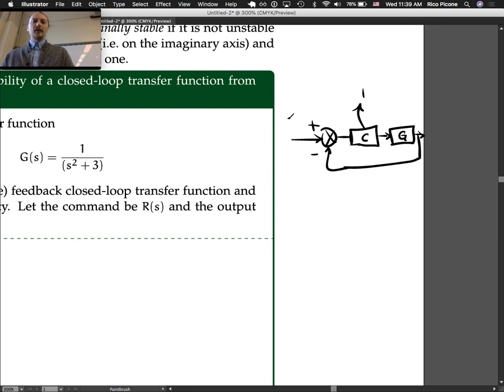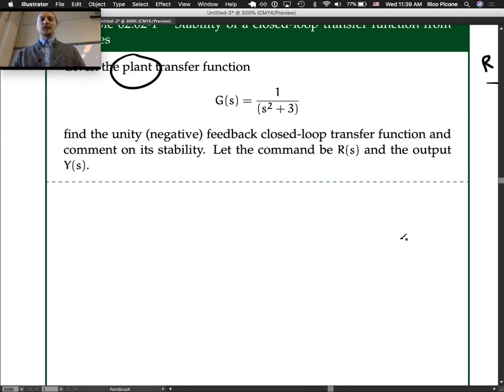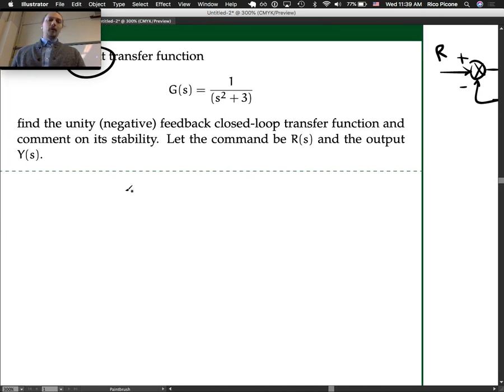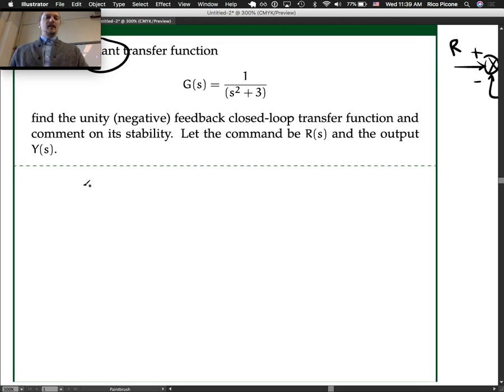We want to have a command R giving us an output Y. We want that transfer function. So remember, we did this closed loop transfer function derivation. It's not too bad. We did that in chapter 1. We said that the output Y of S over the input R of S is equal to, do you guys remember? It's good to kind of commit this one to memory.